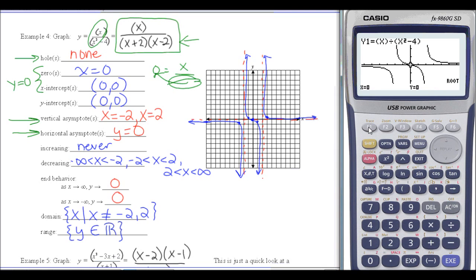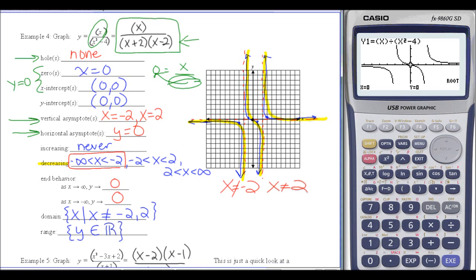Describing increasing and decreasing. Even though this has 3 parts, if I look at where it's increasing and decreasing, this whole branch is going down, this whole branch also down, so I'm decreasing the entire time. I'm never increasing. When I want to write the intervals, although I'd like to say everywhere, I need to say everywhere except -2 and +2. So I can either write everywhere except -2 and +2, or I can write it as 3 separate pieces, from -infinity to -2, from -2 to 2, and from 2 to infinity.